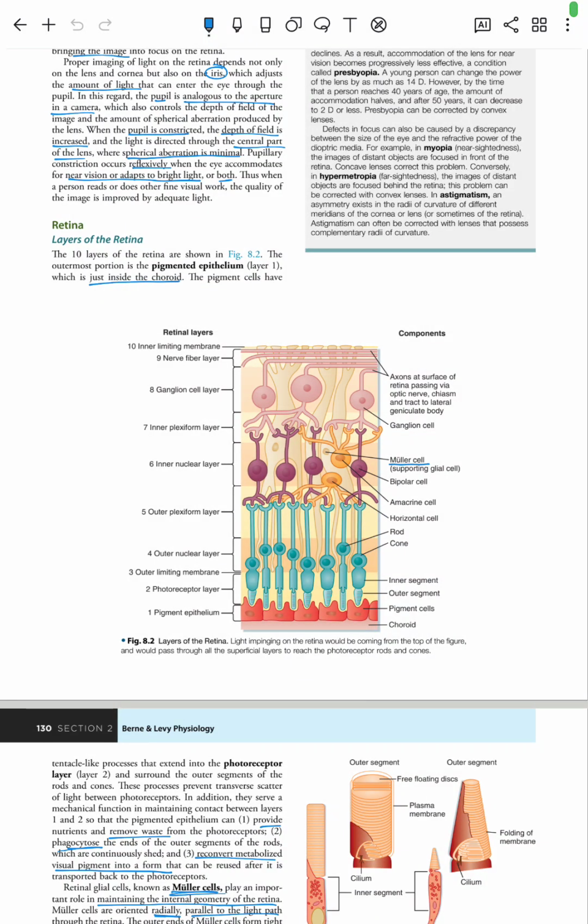Everyone, so this is the Bowling book. Today I am going to discuss the layers of the retina. There are basically 10 layers of the retina, and we are going to discuss them.